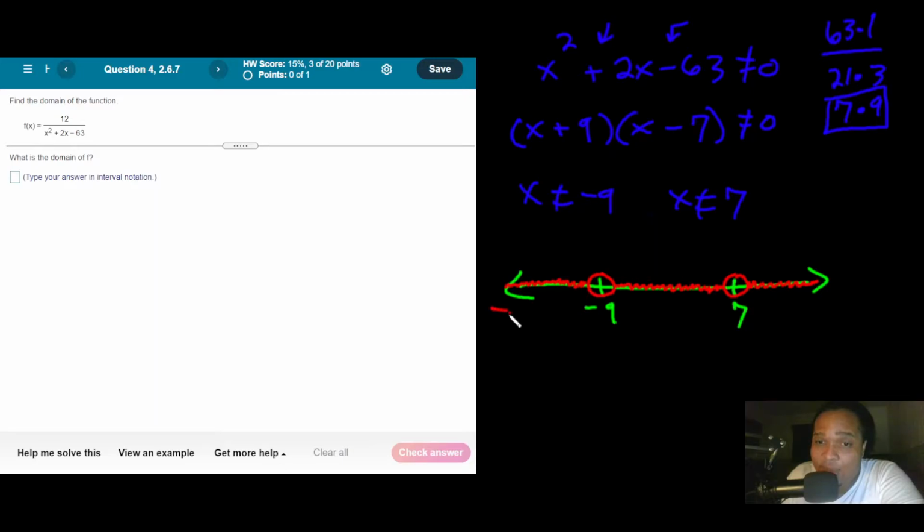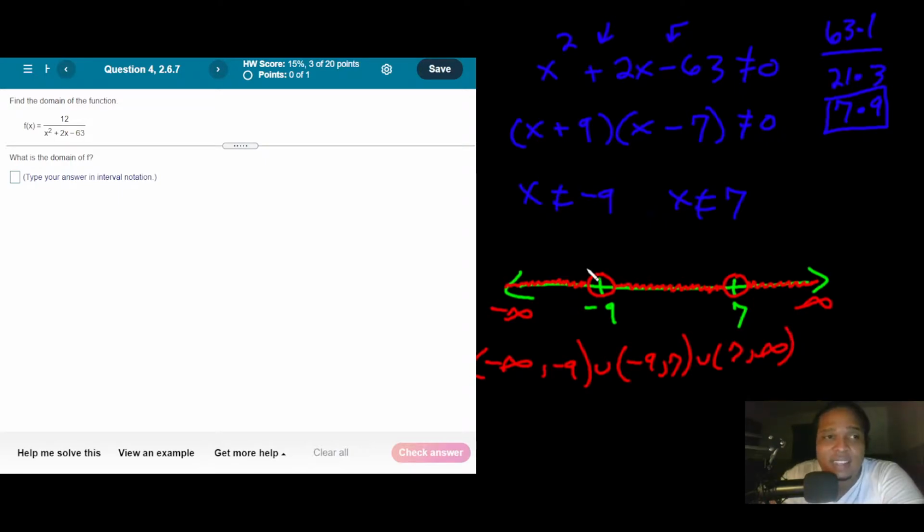So that's -infinity all the way up to -9. That's where you put a parentheses. Union with, because we have an open circle, you have a break, a gap. Union with, now we need every value between -9 and 7. So parentheses, -9 and 7. Another union with, because we have another gap, and then 7 all the way to infinity. So that is our interval notation.